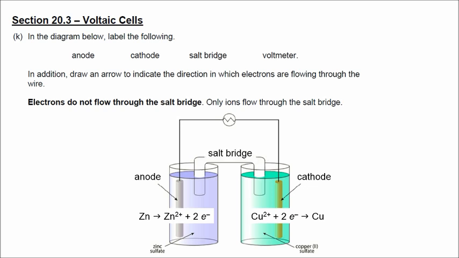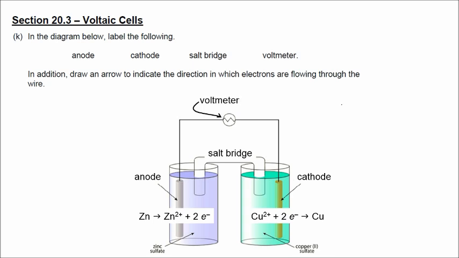The salt bridge is the area in the middle, and the voltmeter is showing you the cell potential or the voltage. To draw an arrow to indicate where the electrons are flowing, they're always flowing from the anode to the cathode. So zinc is losing electrons and copper is gaining electrons.